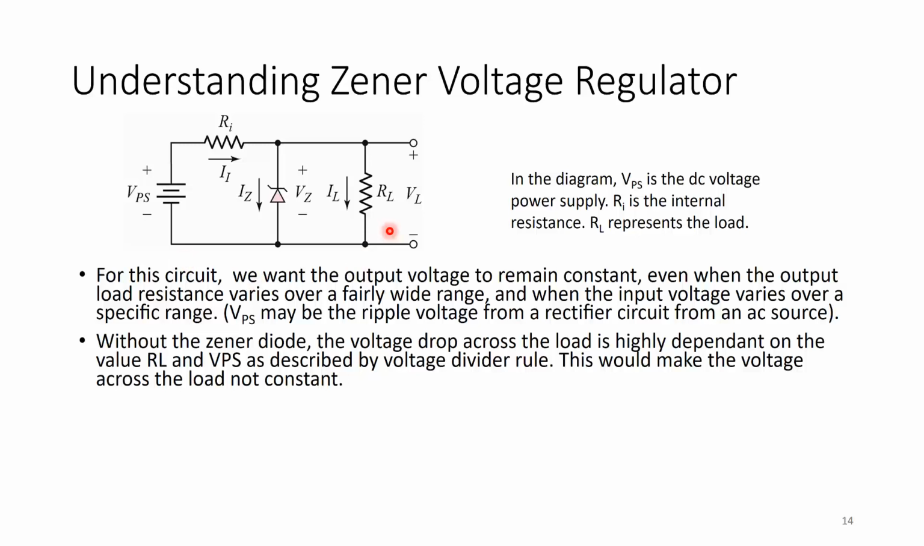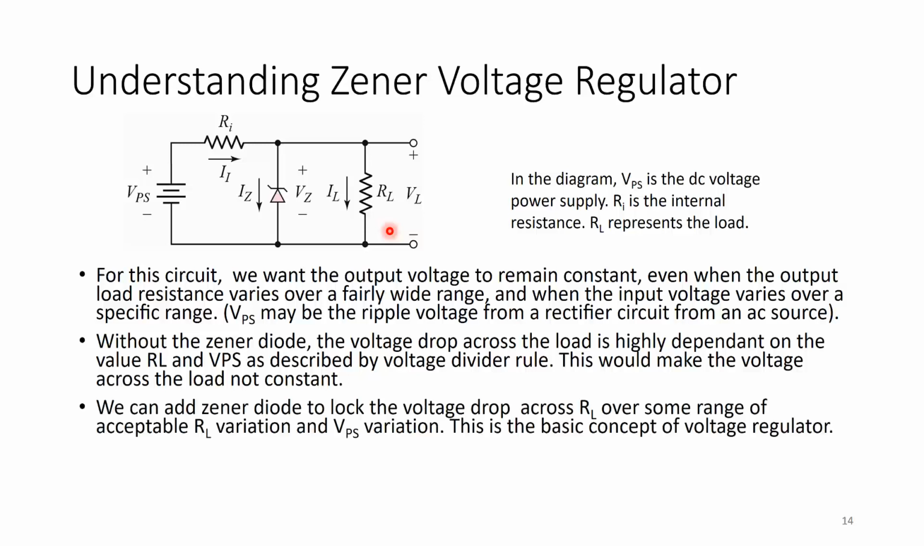But we know that electronic circuits need a constant biasing. So we can add a Zener diode to lock the voltage drop across RL over some range of acceptable RL variation and VPS variation. We want this Zener diode because it will lock the operation. This is the basic concept of a voltage regulator: when the Zener diode breaks down in reverse bias, it will lock the voltage across the load.